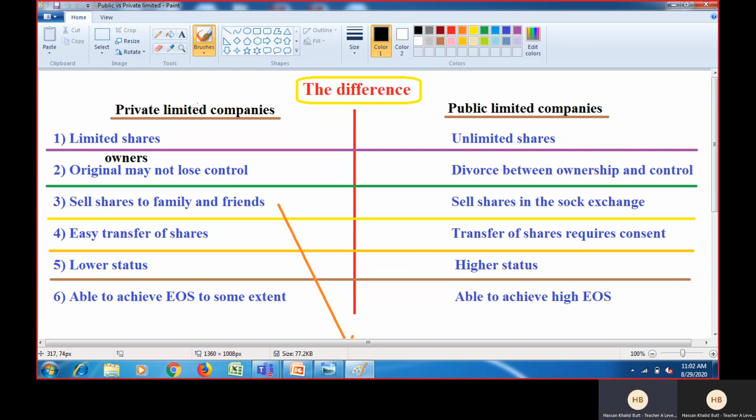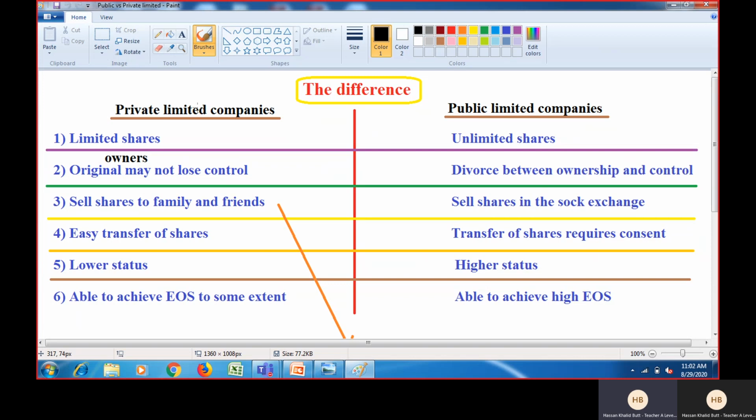Second is that original owners may not lose control. Now, original owners, you know, are the people who start the company, who fulfill all the basic legal requirements to form a company, and there are different documents they have to submit to the registrar, and the registrar is a person who basically registers the companies, the names of the companies and the other particulars the companies have.